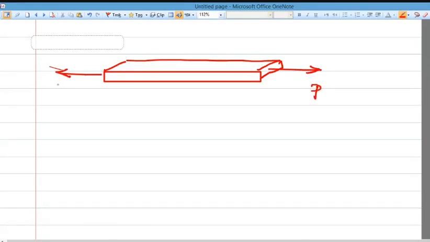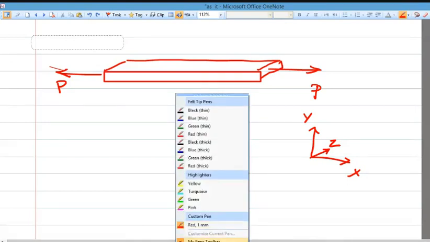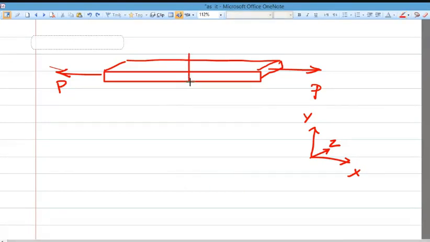You have a rectangular body subjected to a tensile force. So three directions are there. One is X, another is the Y, and another one is Z. So this is your Y and this is your Z. So three directions are there, X, Y, and Z.